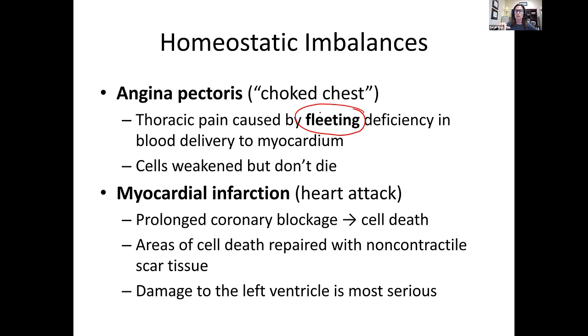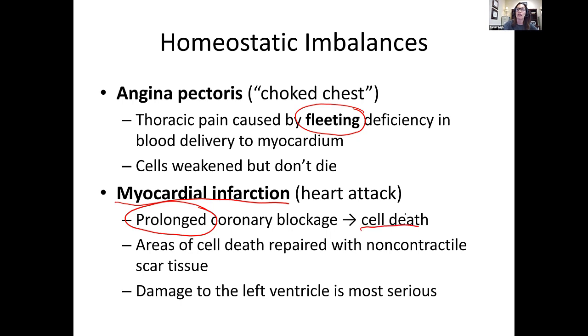Now, angina pectoris typically is a condition where you need to see your doctor. If you are having chest pain, you need to see your doctor and make sure that there is not a deeper underlying condition that could eventually lead to something worse, like a heart attack. And a heart attack is called a myocardial infarction. This is prolonged coronary blockage. So one of those vessels supplying the heart muscle is blocked for a long period of time. And that means that those cells are being deprived of oxygen and nutrients and they're dying.